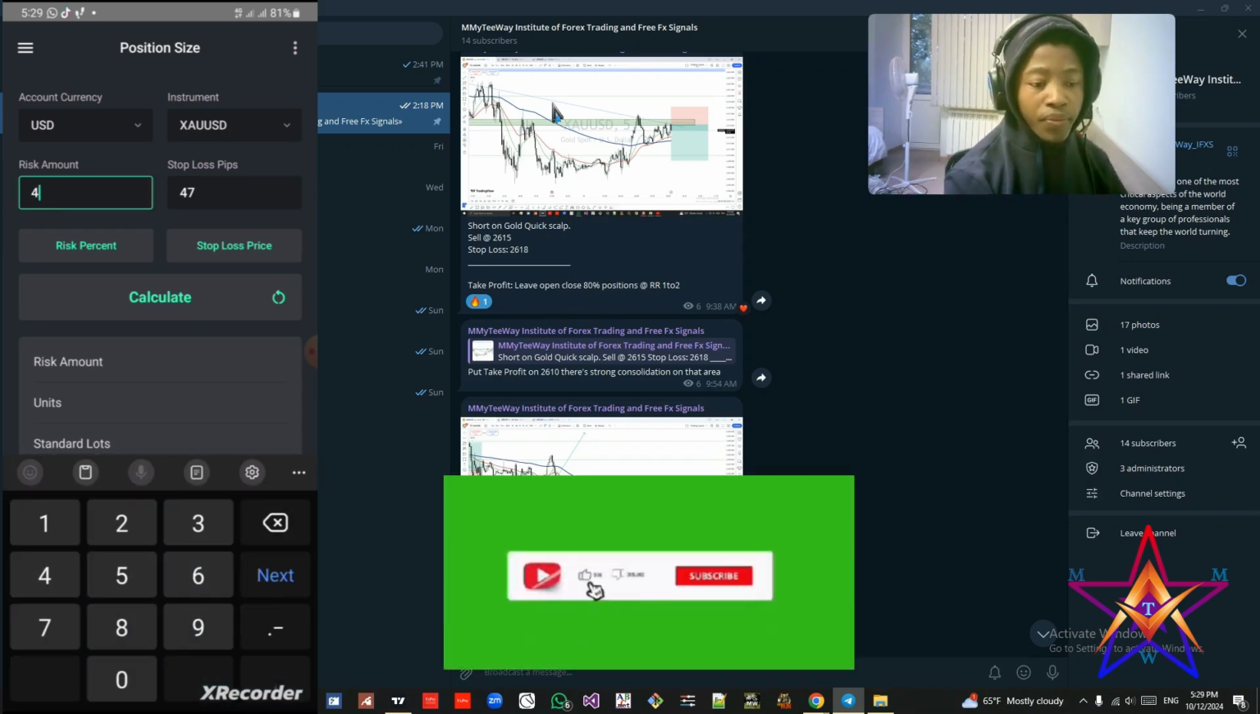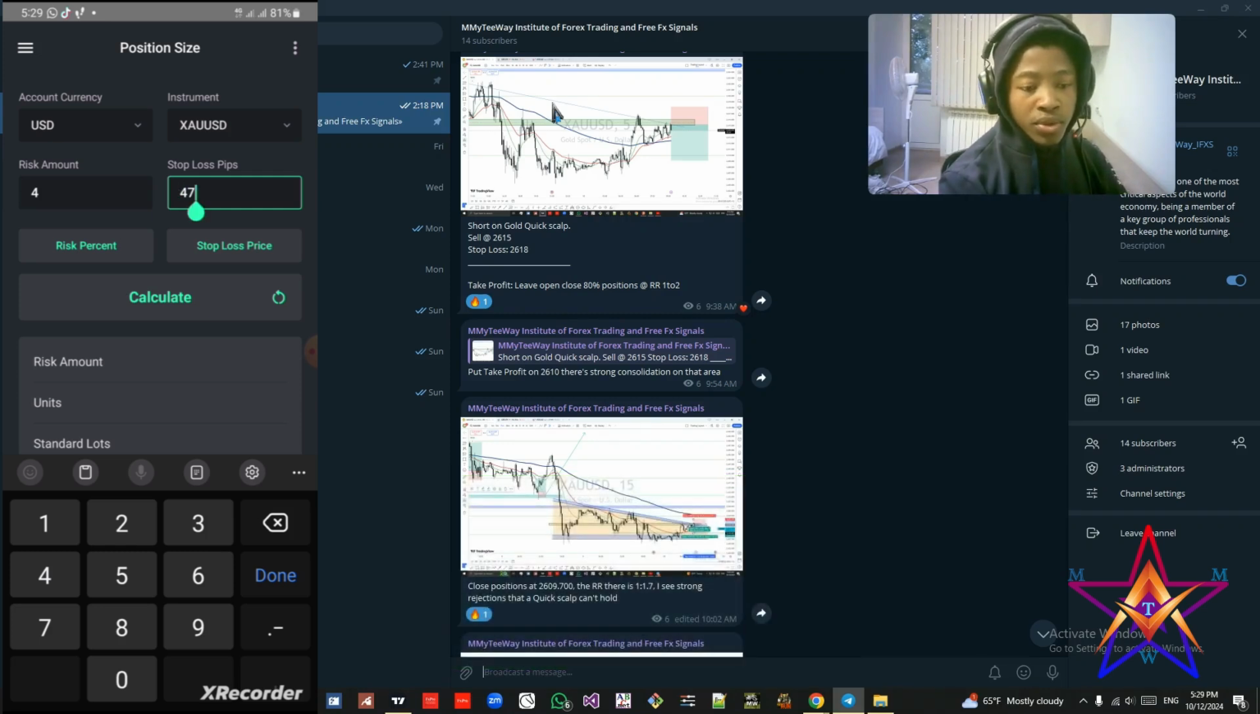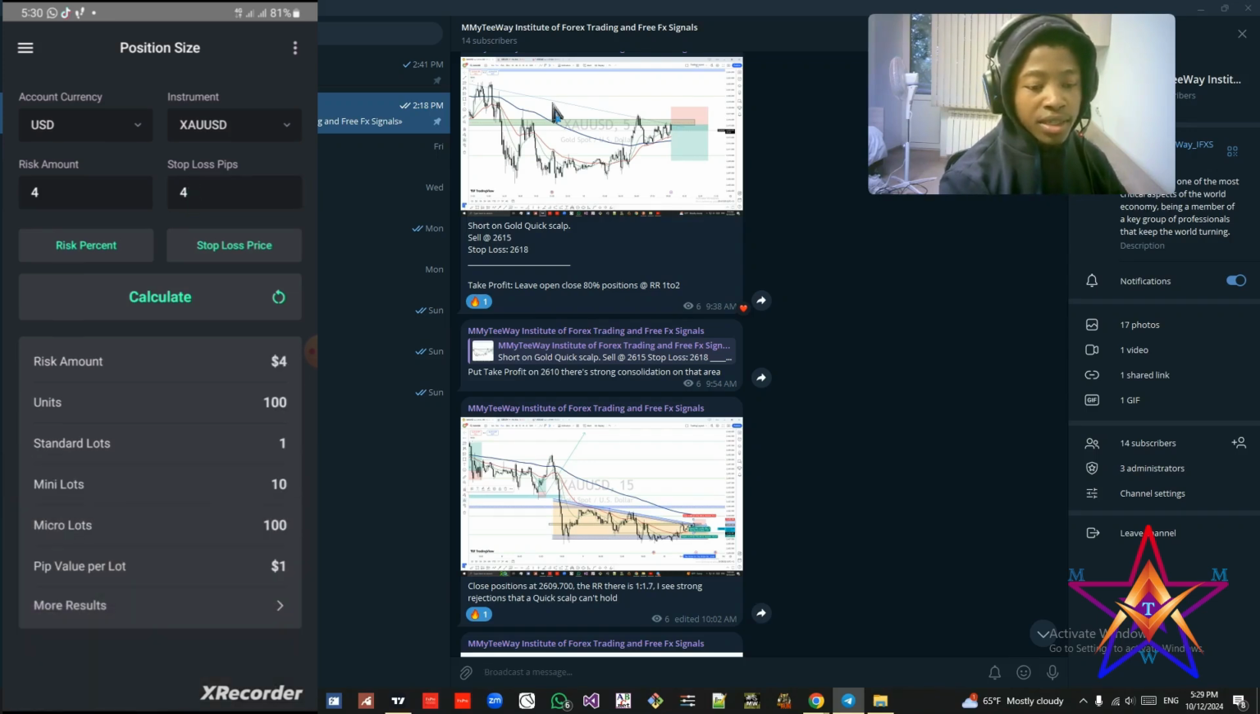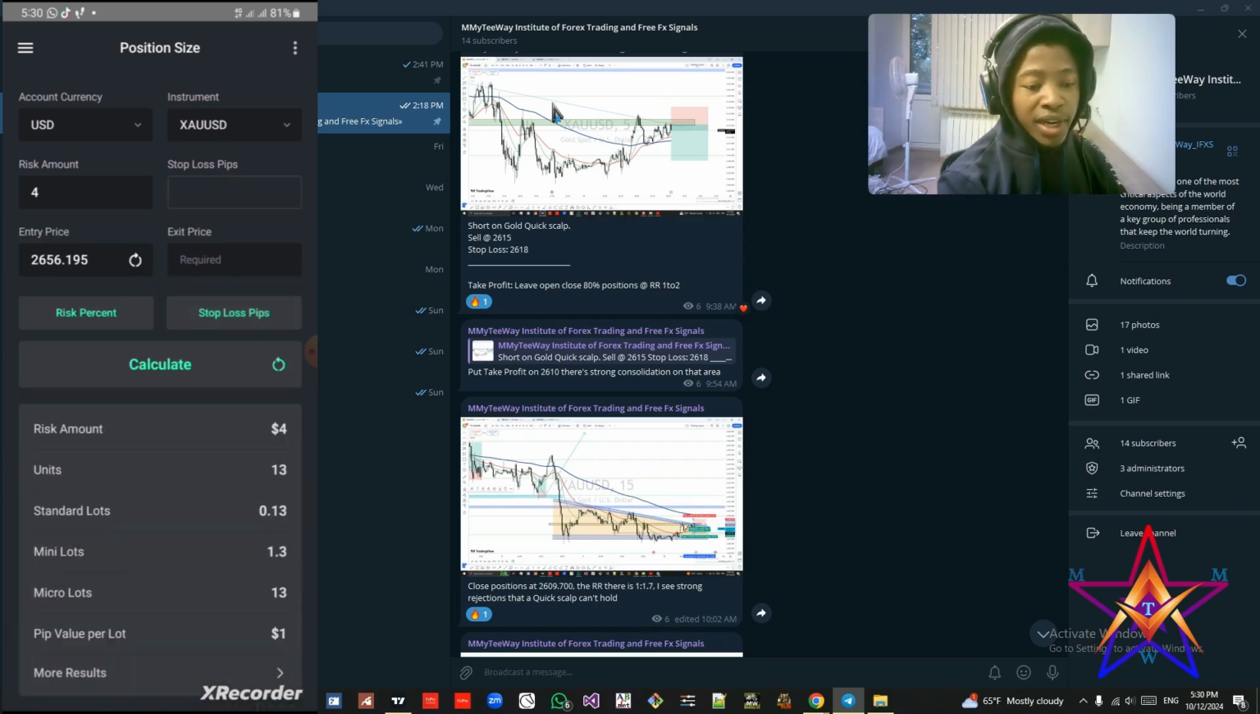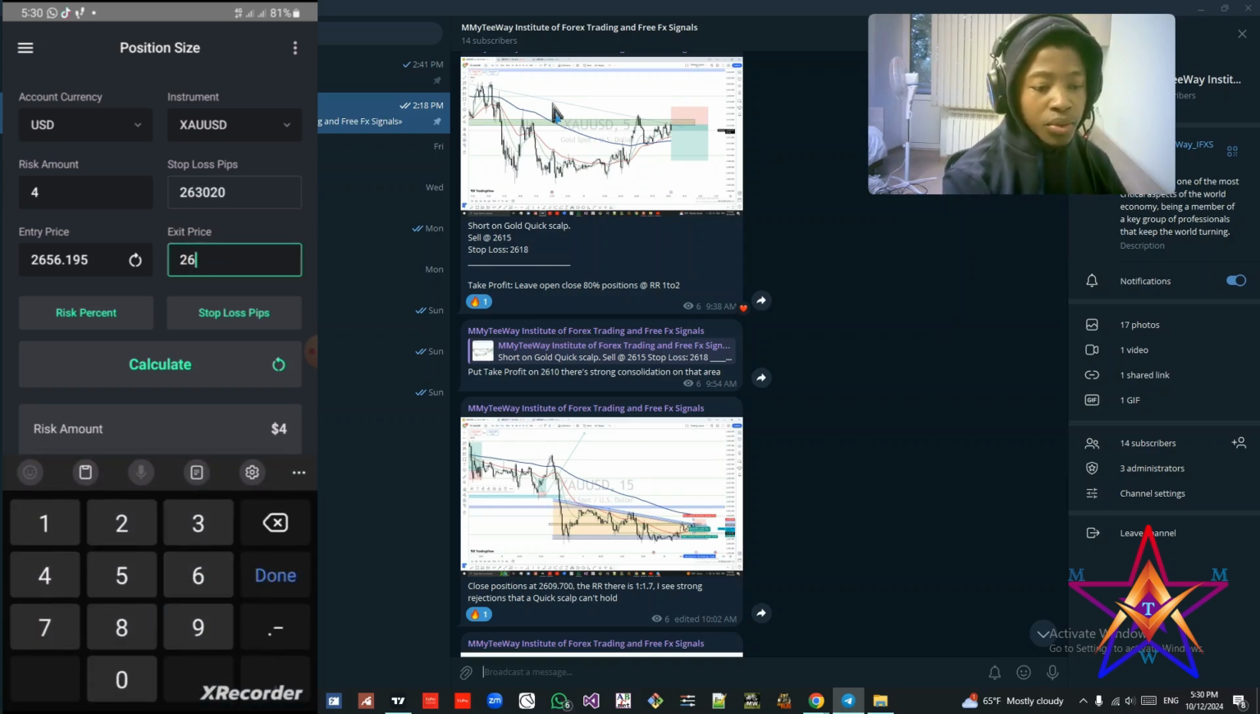Let's say I'm trading a 50 US dollar account, right? $4. Then next, we have a stop loss of what? So you can write the pips. I know it's 30 pips from there. Done. Or you can write the price here. You can enter the price of the stop loss. Once you enter the price, it will show you your pips, let's say 0.659, right? It will show you that your stop loss pips are this.